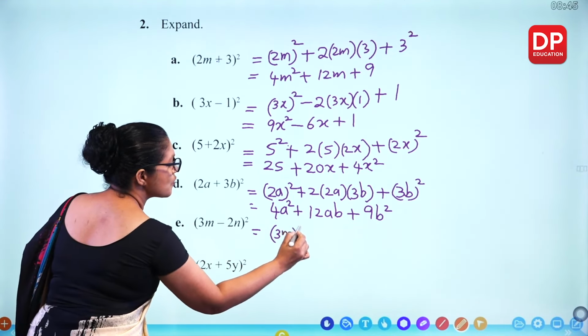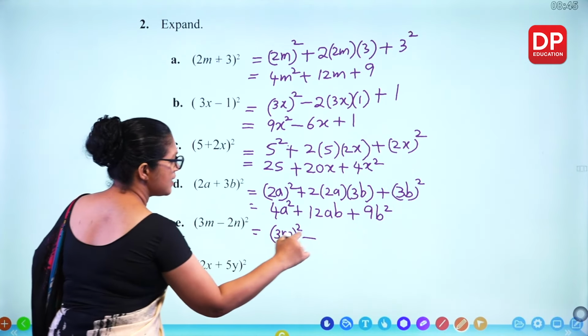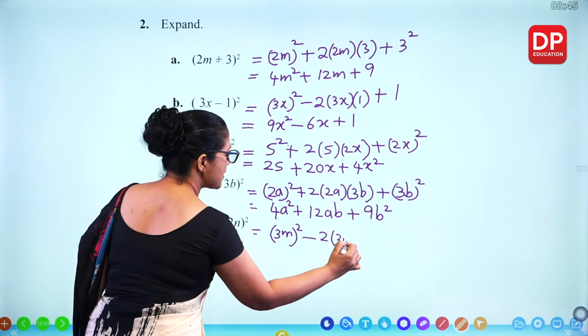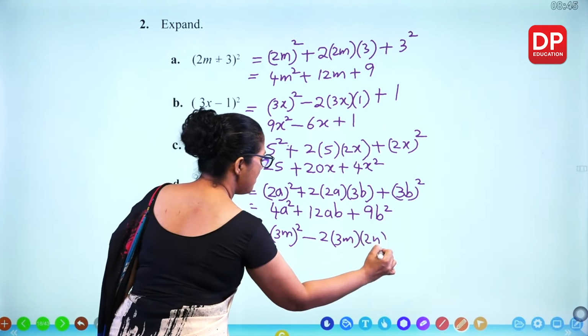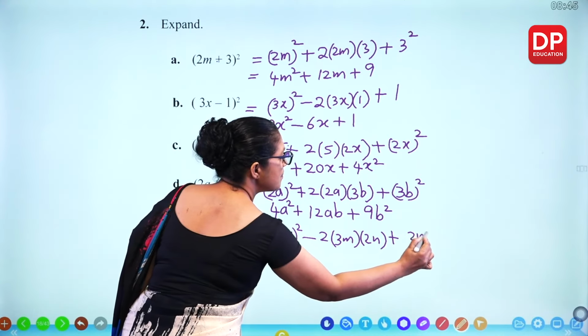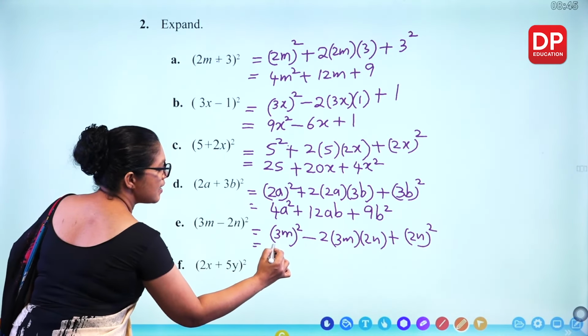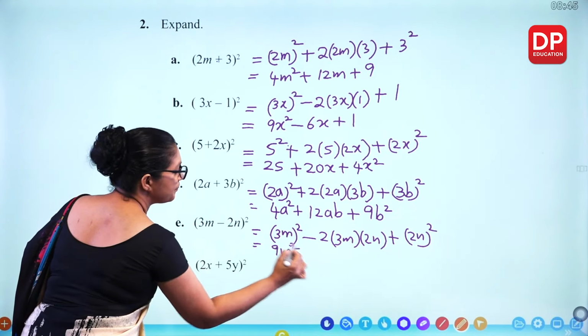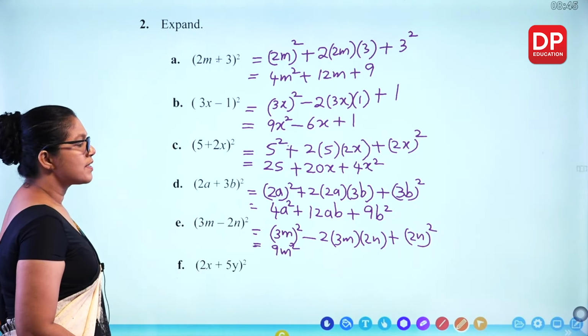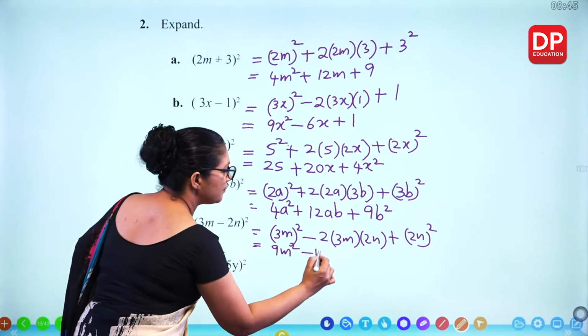3m first term squared minus double of the first term and the last term squared. Expand it. 9m squared. 3 times 2, 6. 6 times 2, 12.